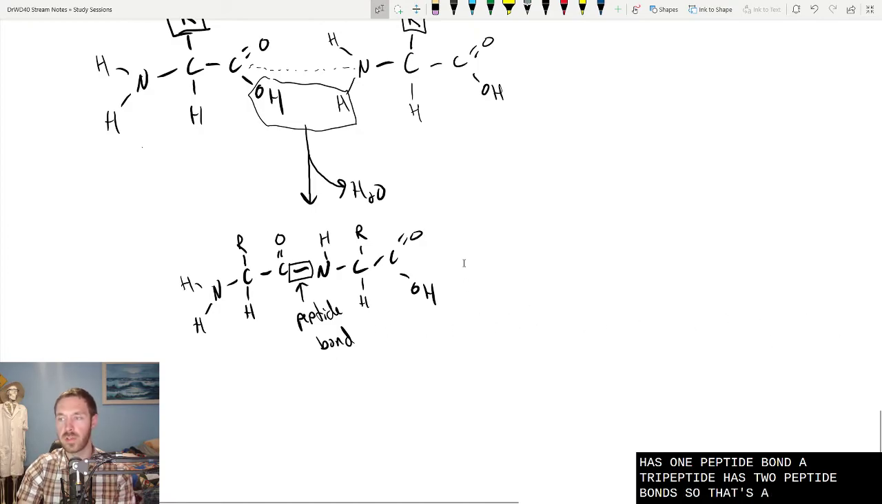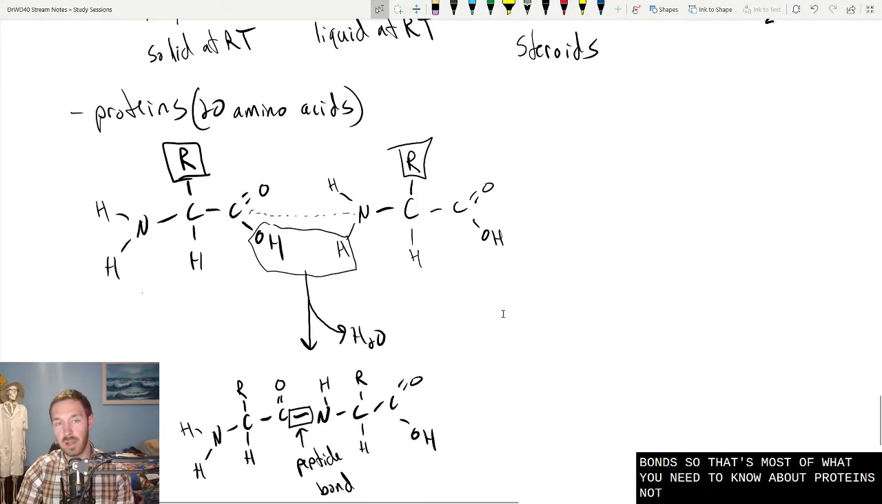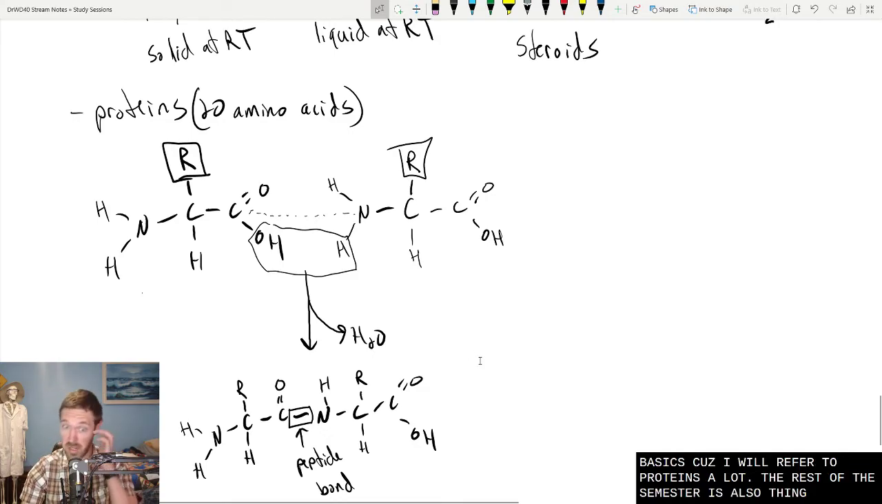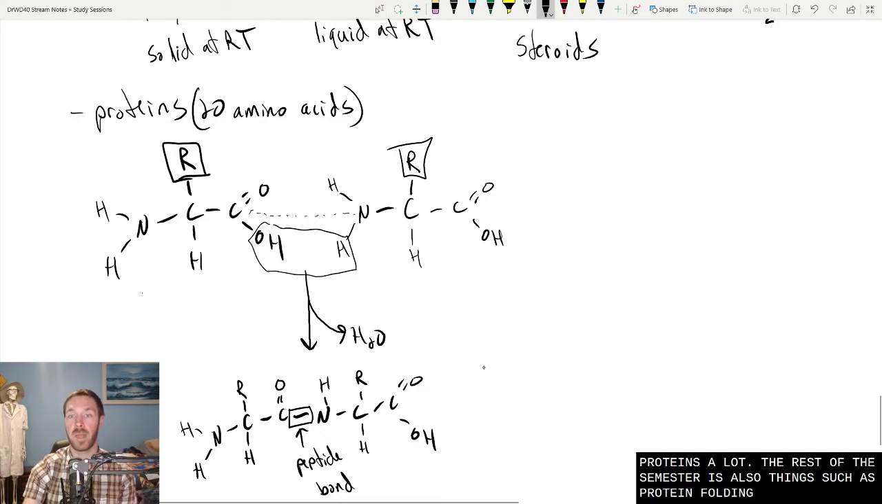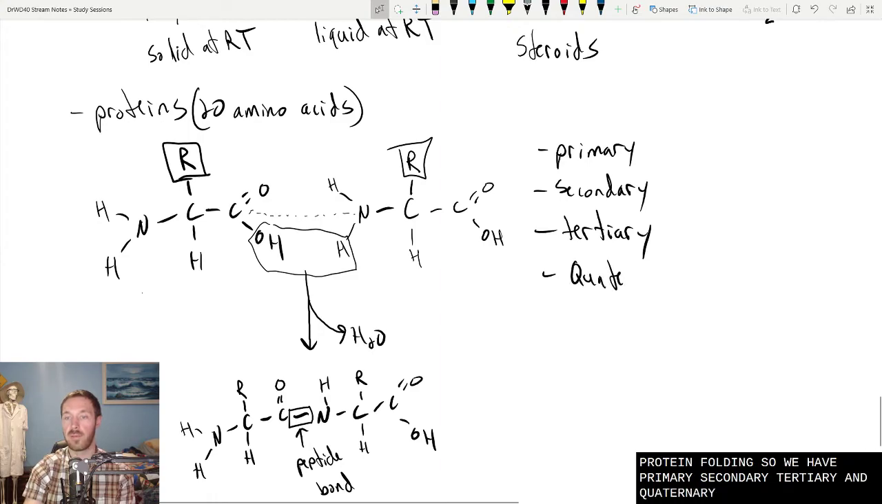So that's most of what you need to know about proteins. Not a lot of information on that, but it's important to understand the basics because I will refer to proteins a lot throughout the rest of the semester. There's also things such as protein folding. So we have primary, secondary, tertiary, and quaternary. The different levels of protein folding.